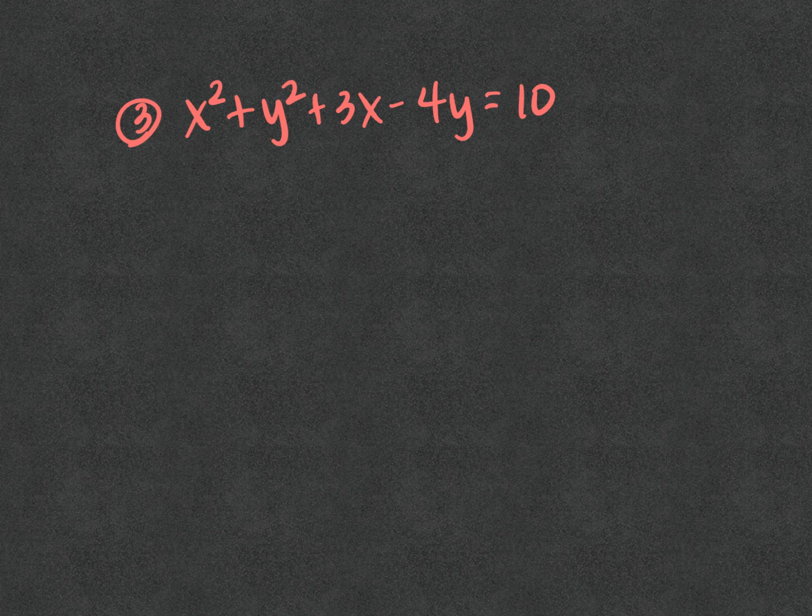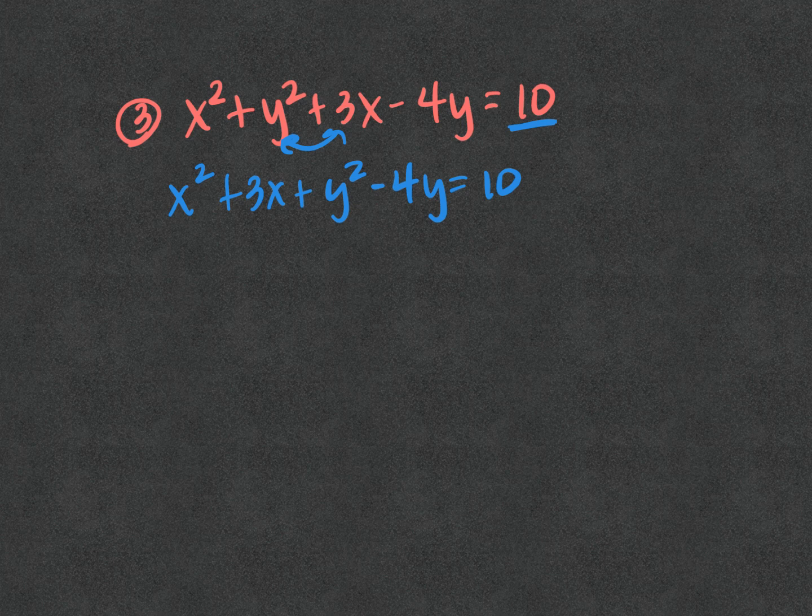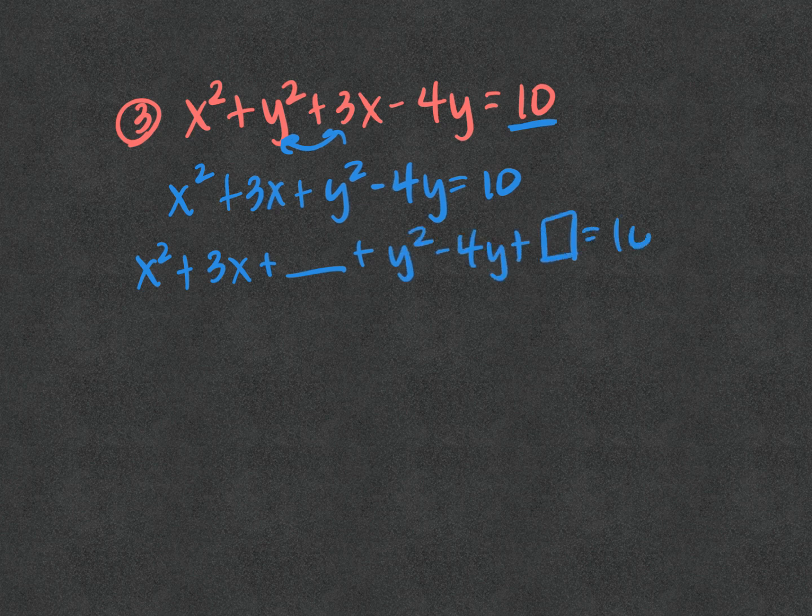It's okay. So the first thing we're going to do is use the commutative property. Oh, do you see the circle? Okay. The first thing we're going to do is use the commutative property to switch the x and the y, and the constant's already on the other side. So we're going to say x squared plus 3x plus y squared minus 4y equals 10. So we're going to put in our blanks and our boxes. y squared minus 4y plus box equals 10 plus blank plus box.